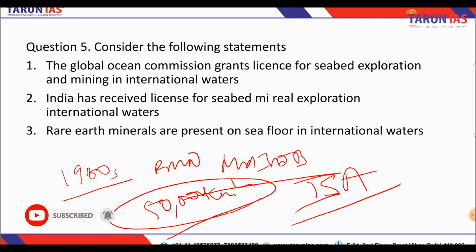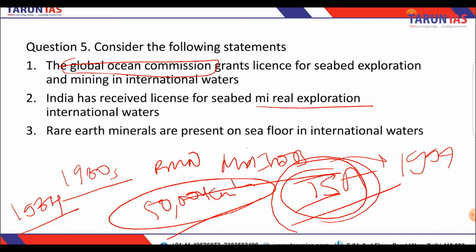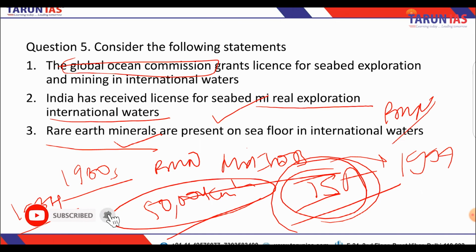So in 1984, this organization was formed, with effect from 1994. Therefore, Global Ocean Commission does not grant the license. It is the International Seabed Authority which grants the license. India has received license for seabed mining, real exploration in international water. That's correct. In mid-ocean basin, which falls in international water. Rare earth minerals are present on sea floor in international waters. This is also correct. Polymetallic nodules consist of many metals.